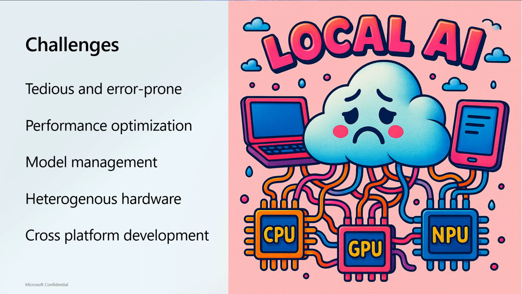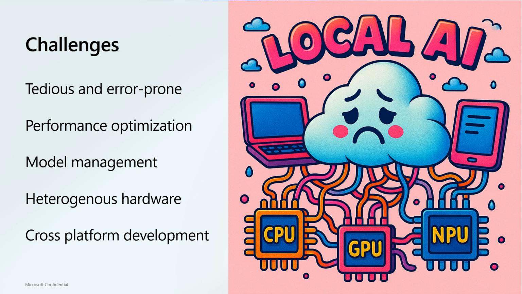But we know local AI is not without challenges. And some of these are listed here. Local AI has been tedious and error prone. All these different technologies, all these different frameworks, conversions from one model format to another, lots of tedious and error prone steps in really getting local AI to work. People have had to do performance optimization on their own for local models to run locally on their device. Again, model management has been a challenge.